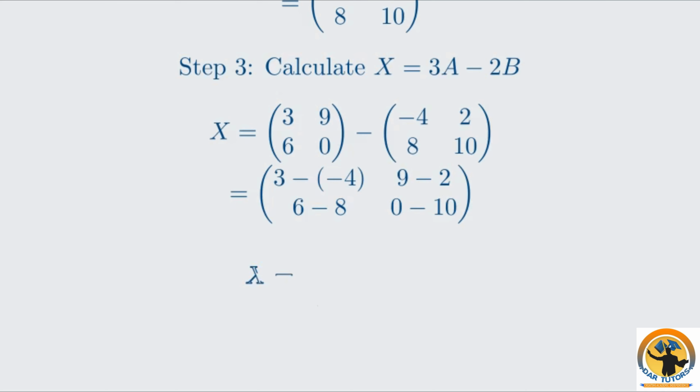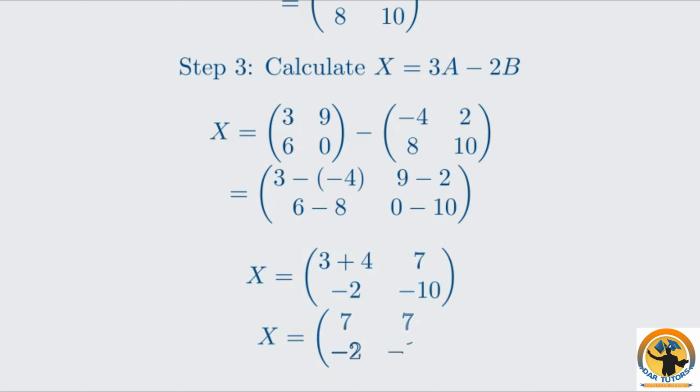3 minus -4 is 7. 9 minus 2 is 7. 6 minus 8 is -2. And 0 minus 10 is -10. Our final answer for matrix X is 7, 7, -2, -10.